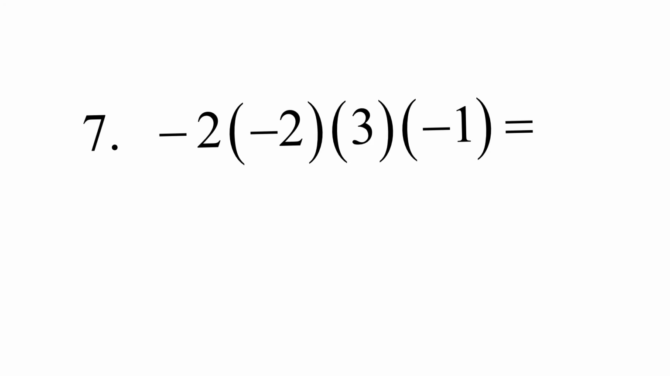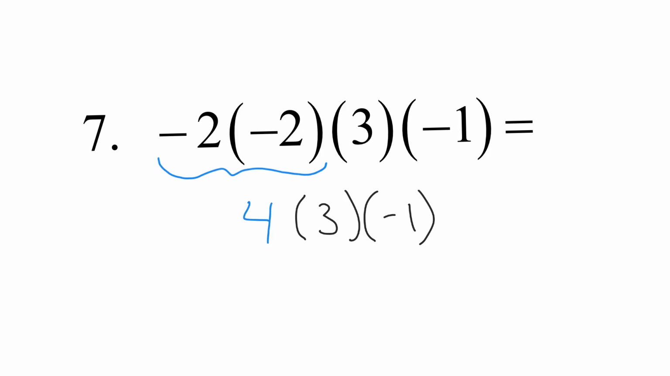So let's multiply the first 2 from left to right, the first 2 integers. So when you multiply these 2 right here, you do have a negative times a negative. They have the same sign. So it's going to be a positive 4. So let me write down positive 4 right here. And I'm going to bring down the 3 in parentheses, and I'm going to bring down the negative 1 in parentheses. Okay? Now I'm going to multiply the next first 2 numbers. So from left to right, those are the first 2 numbers. 4 times 3. 4 times 3 is 12. And I bring down the negative 1.